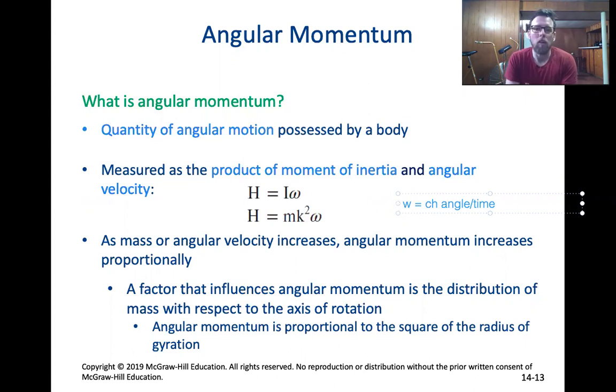So if we look at the angular velocity, how quickly something is moving at an angle, we multiply that by the amount of inertia that it has, how easily or hard it is for it to move in an angular path around a circle. That's going to describe angular momentum, right? As mass or angular velocity increases, angular momentum increases proportionally, right? And we know that because mass is a part of, so we have two equations here.